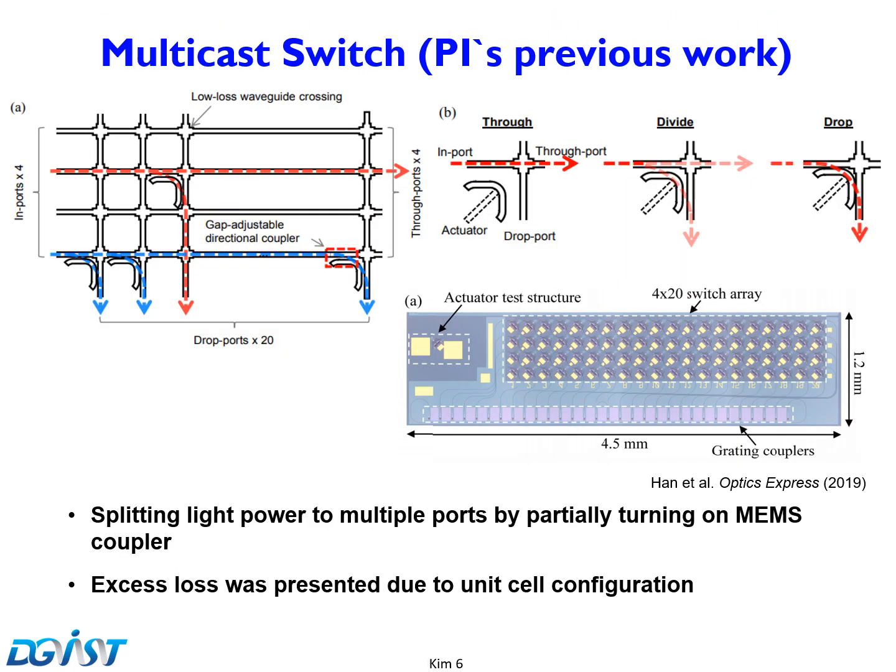The multicast switch is the key point of our device. It splits light power to multiple ports by partially turning on the MEMS coupler. In my PI's previous work, the multicast switch was demonstrated, but there was some excess loss due to unit cell configurations.